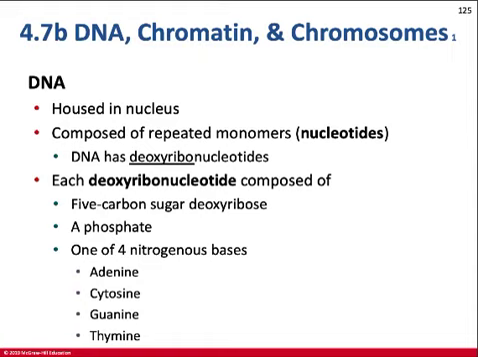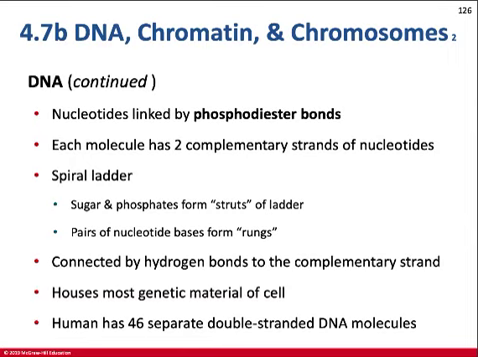DNA is housed in the nucleus and is composed of nucleotides, and it has a sugar phosphate backbone, and the core of the DNA double helix is made up of nitrogenous bases, okay, which are either single or double ringed organic components that contain the information portion of the molecule. Each deoxyribonucleotide is made up of the 5-carbon sugar deoxyribose, phosphates, and one of 4 nitrogenous bases, either adenine, cytosine, guanine, or thymine. Okay?